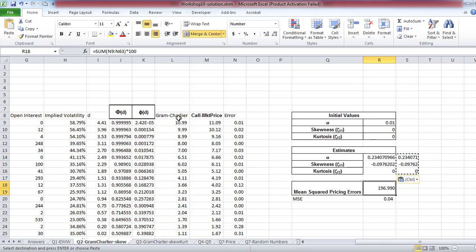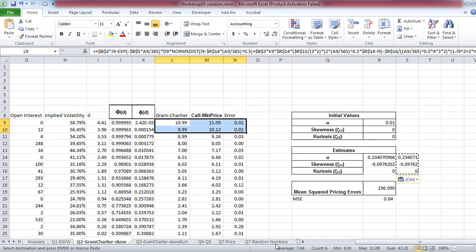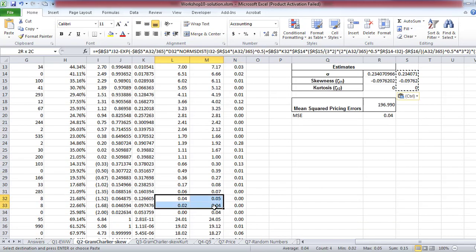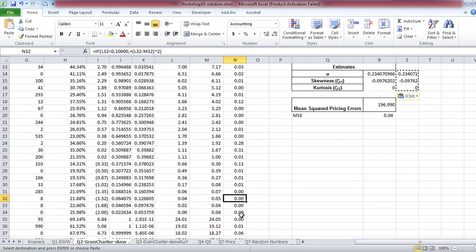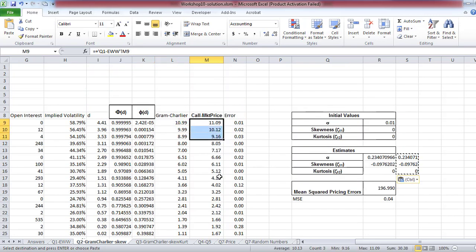So for some options we do a really good job, like for these ones, but then you see that the ones that have a very low price, no matter what, the error is going to be very small. So this is not fair with these options to compare them with these ones, but anyways, that's the way it is. And this concludes question number 2.